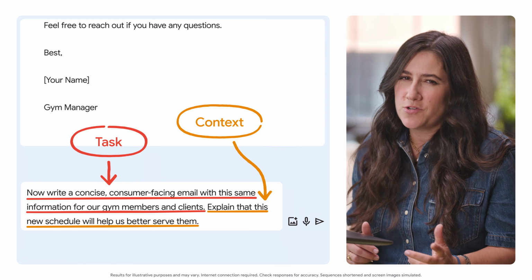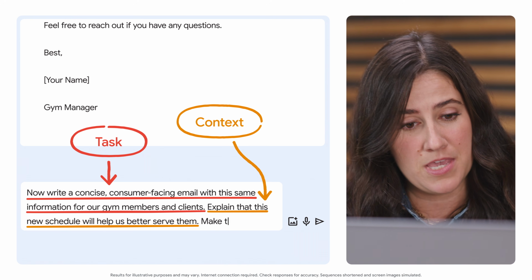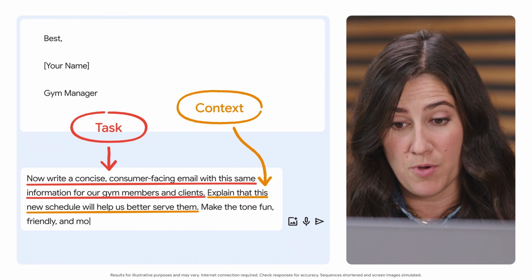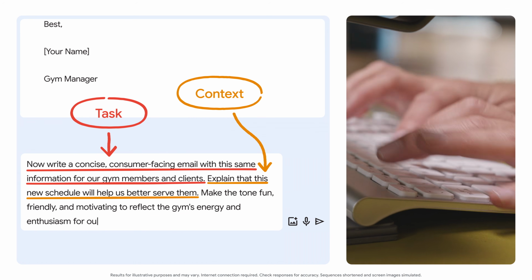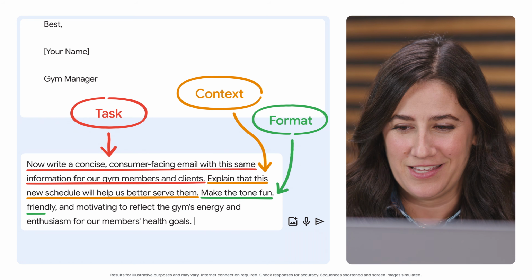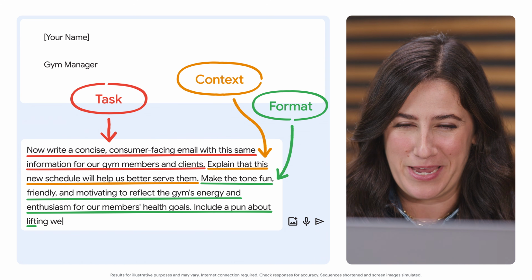And now let's make sure we're clarifying the new tone. Make the tone fun, friendly, and motivating to reflect the gym's energy and enthusiasm for our members' health goals. Include a pun about lifting weights.